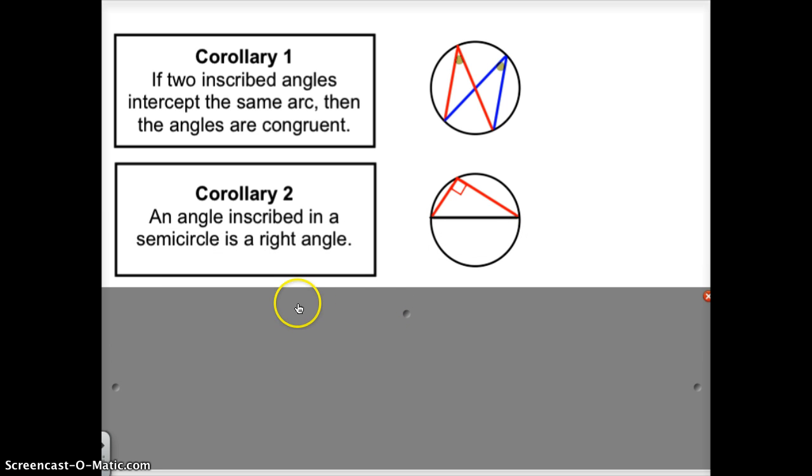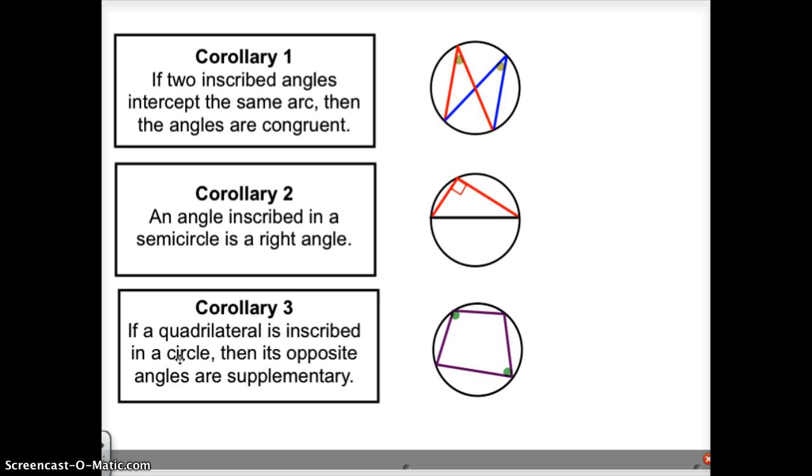The second corollary says that if the inscribed angle is in a semicircle, with the two endpoints of the chords on the endpoints of the diameter, then the inscribed angle is 90 degrees. And finally, if a quadrilateral is inscribed, the opposite angles are supplementary. Thinking of it like this, you have opposite angles in a quadrilateral that have to add to 180. So these chords have to form inscribed angles that must be supplementary.